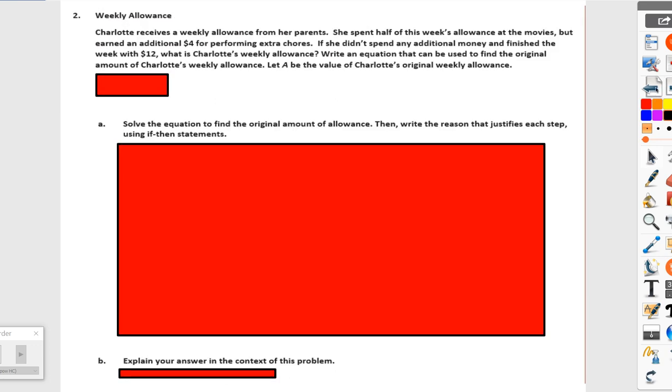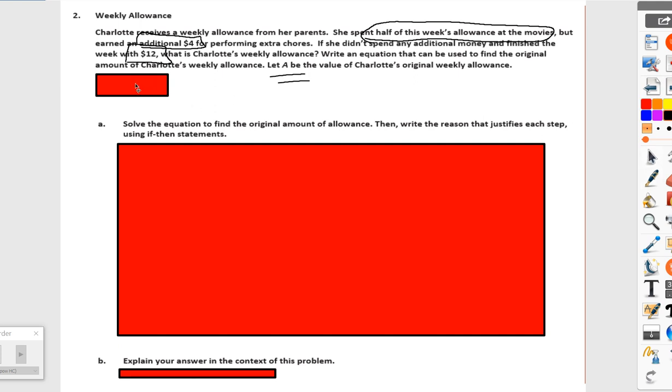Number 2, weekly allowance. Charlotte receives a weekly allowance from her parents. She spent half of this week's allowance at the movies. That's a very important piece of info, right? Half at the movies. But earned an additional $4 for performing extra chores. If she didn't spend any additional money and finished the week with $12, what is Charlotte's weekly allowance? We're going to write an equation that can be used to find the original amount of Charlotte's allowance. Let A be the value of her original weekly allowance.